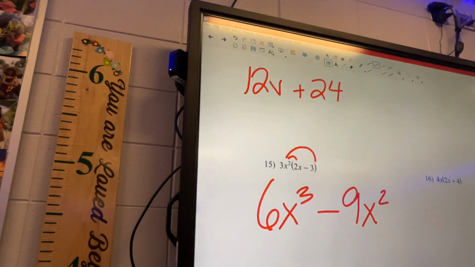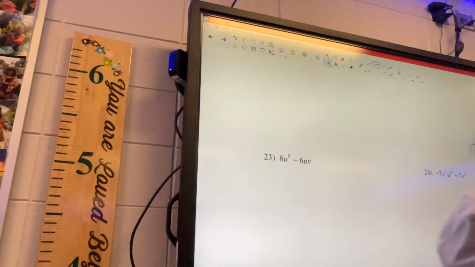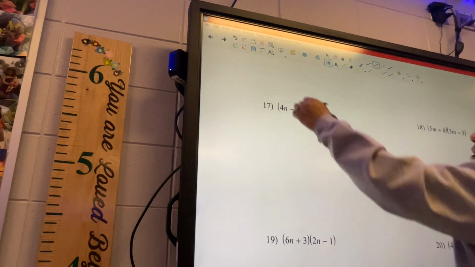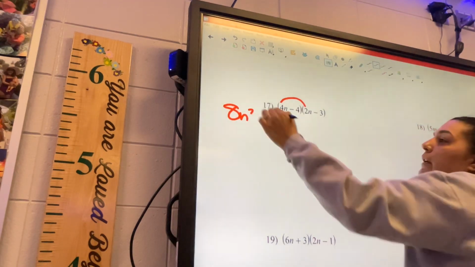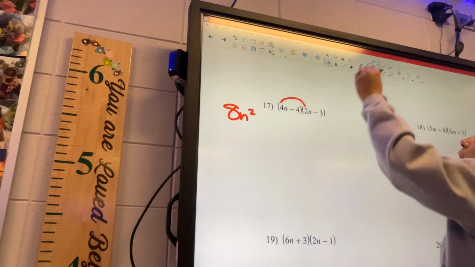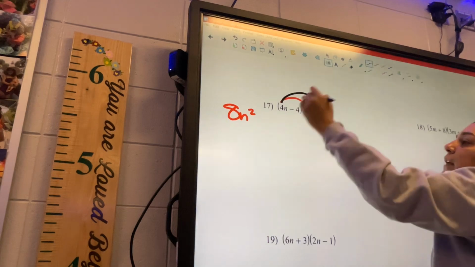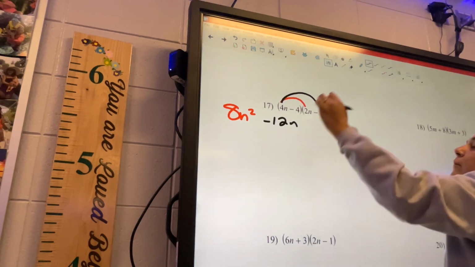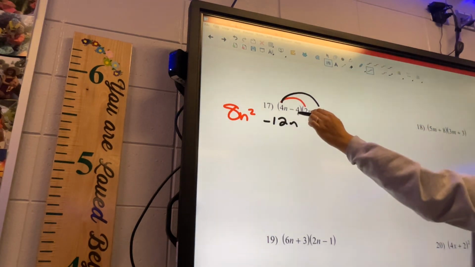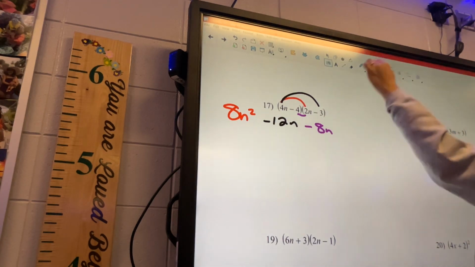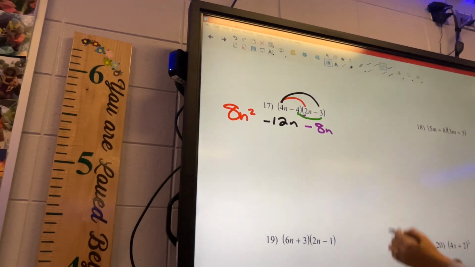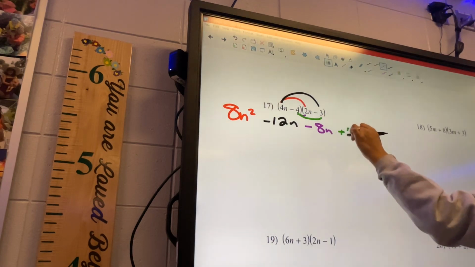Okay, 17. You're going to run through and do the first, the outer, the inner, the last. Okay, so we say 4 times 2 is going to be 8 n squared, because there's 2 n's. Okay, and then I'm going to say 4 times negative 3 is going to be negative 12n. And then I do the inner, so negative 4 times 2 is going to be negative 8n. And then I do the last, negative 4 times negative 3 is a positive 12.